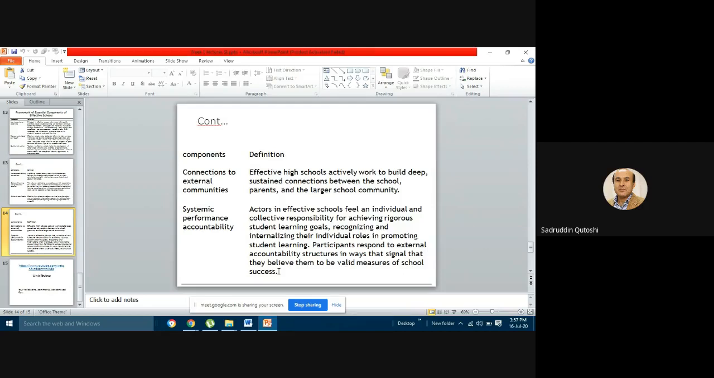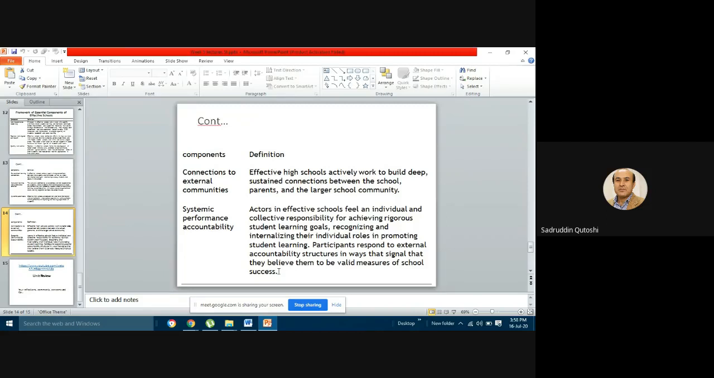Because you are working in the market, you have to look at your own performance and the performance of other schools. You need to be connected with other schools. You need to be linked with parents. You need to be linked with the larger community in and out of your school, and then link at a regional level and a national level, so that you have sustained connections between the school, parents, and larger community.